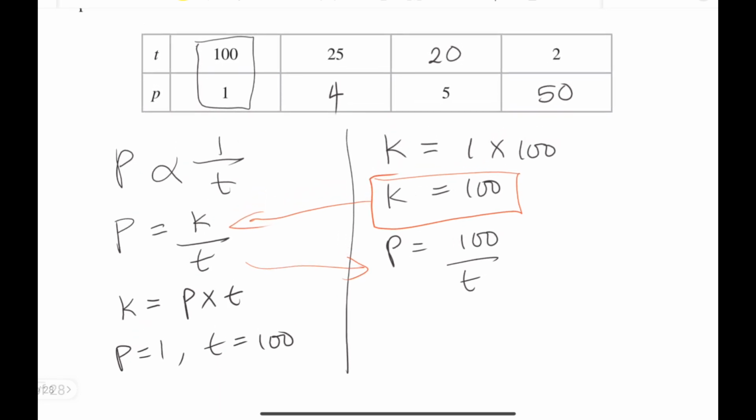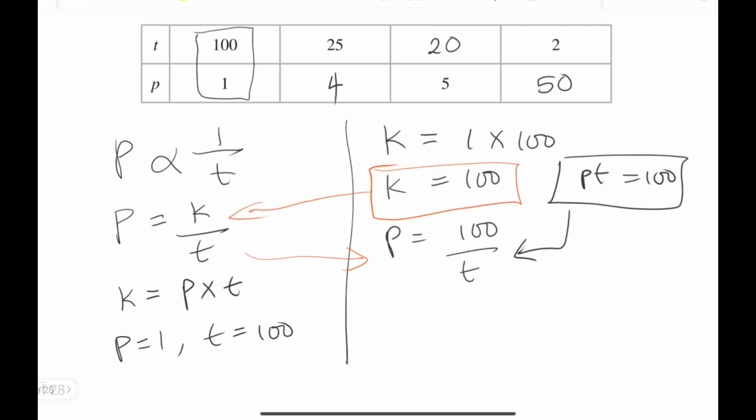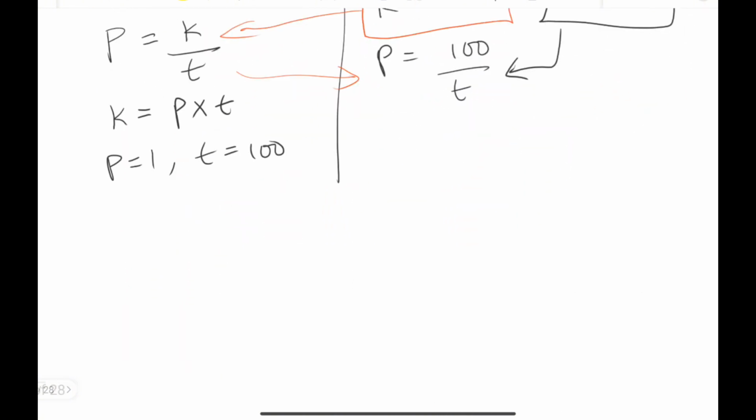Simply put, what we need here are two numbers that always multiply to 100, because if you make 100 the subject, we have PT equals 100. So 100 times 1 is 100, 25 times 4 is 100, 20 times 5 is 100, and 2 times 50 is also 100. So that makes sense, and we are done.